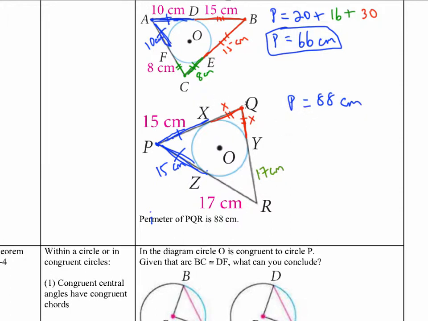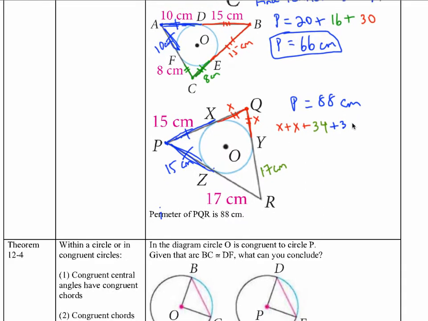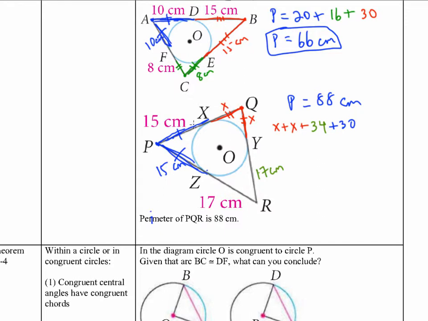So the perimeter is, again, if we add these all up, we've got X plus X plus 17 plus 17. 17 plus 17 is 34, plus 15 plus 15. 15 plus 15 is 30. So all these guys added up give me the perimeter, which is 88, because that's given to us. Then we just solve, so we get 2x plus 34 plus 30, 64, equals 88.